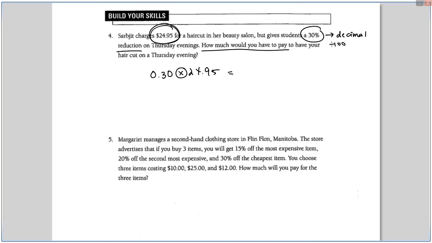And then you always multiply by the price, the total price. So 0.30 times 24.95, 7485. So after rounding, 5 rounds it up, so 7.49. This is your savings. How much do you pay? Take the original price, subtract the savings, you pay $17.46.